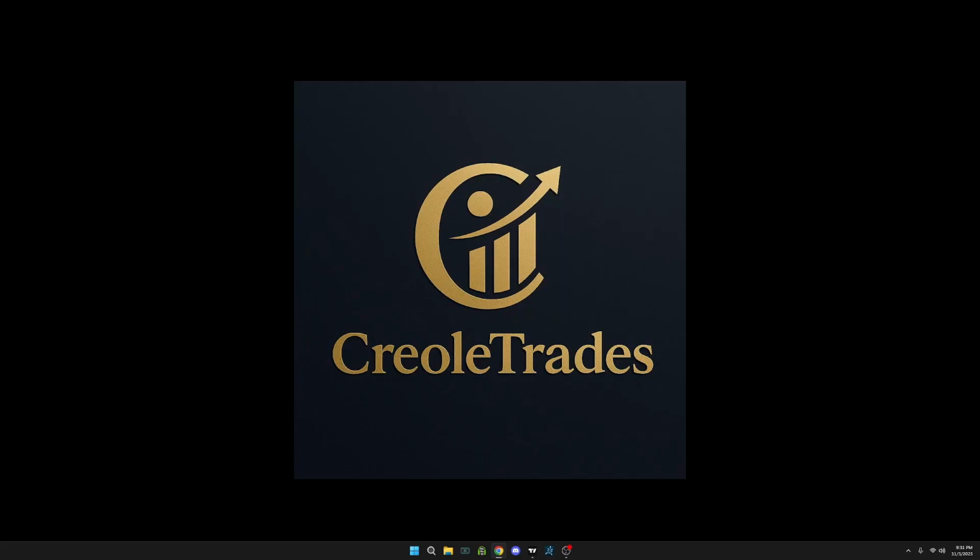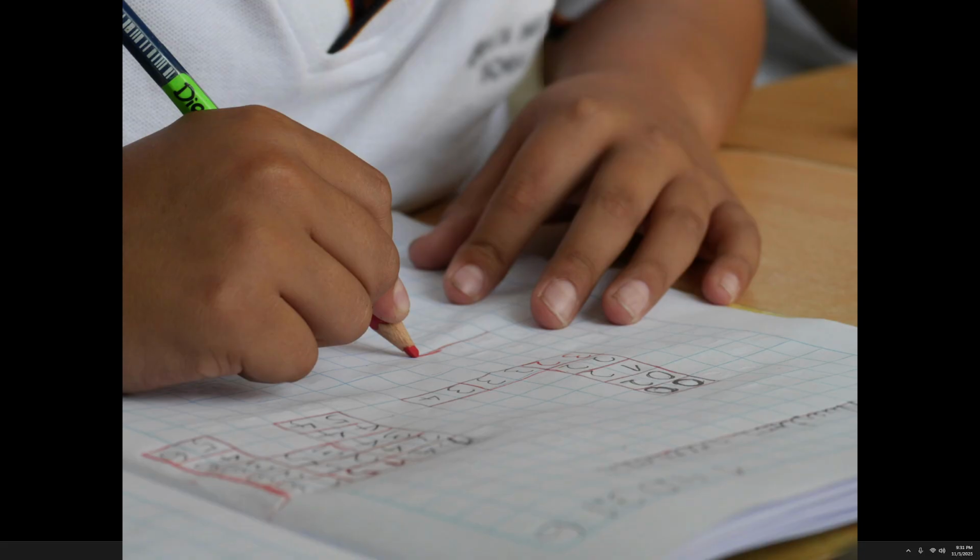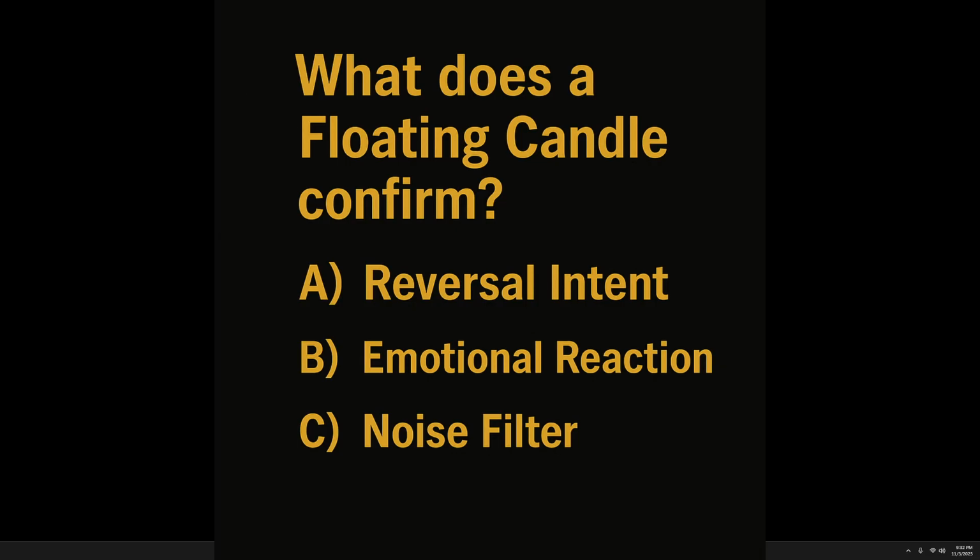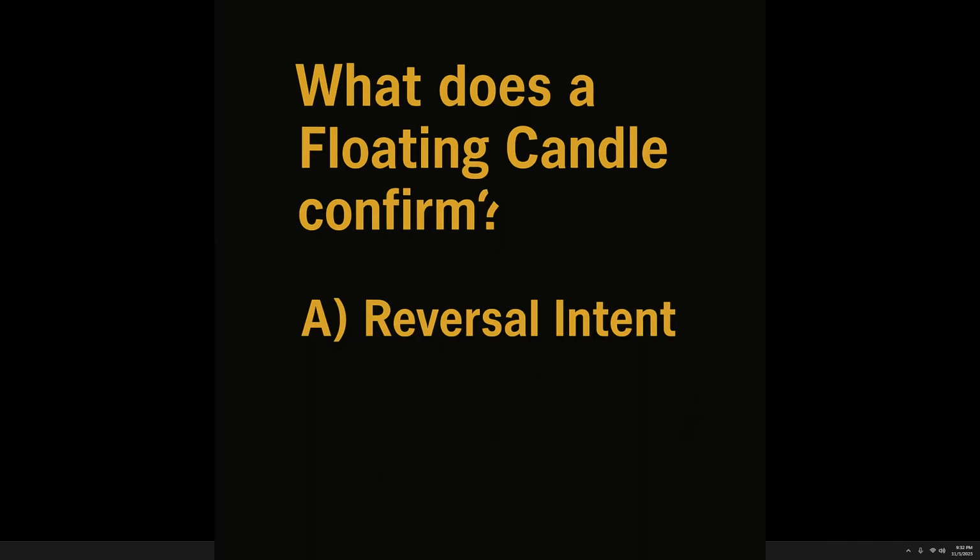Just to see if you guys are with me or not, I'm going to start asking questions throughout the video. So for the first question, what does a floating candle confirm? A, reversal intent. B, emotional reaction. Or C, noise filter. The answer is A. The floating candle tells us where the market's showing its hand.